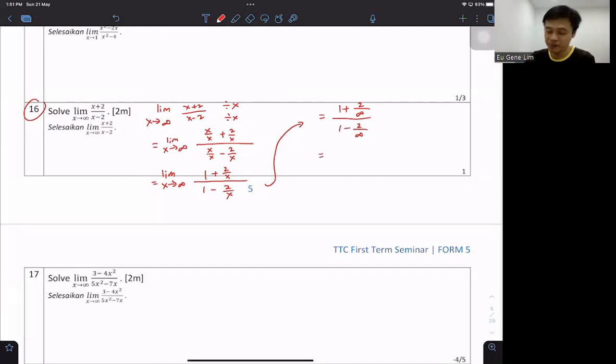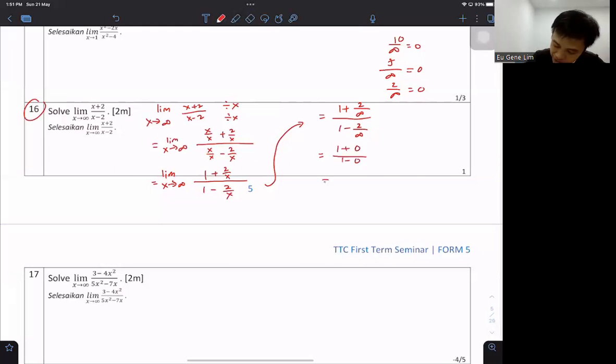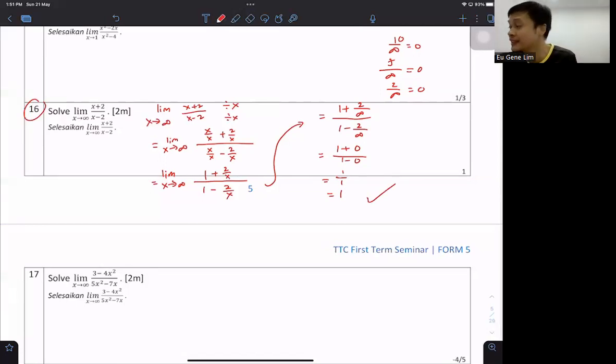Then you need to remember, anything over infinity equals 0. I just have to remember, whatever number, 5 over infinity is 0, 2 over infinity is 0, 1 over infinity is also 0, 10 over infinity is also 0. Whatever number over infinity is 0, so 1 plus 0, 1 minus 0, which is 1 over 1, which is 1. That's the answer. Okay, this is how you do limit for infinity.